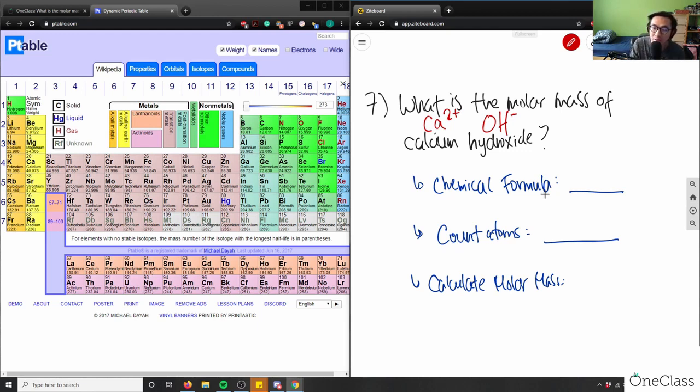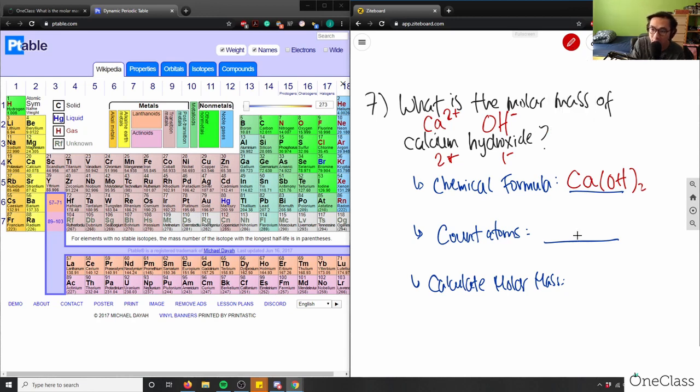If I have a 2+ charge here and a 1- charge there, I need 2 hydroxides to balance out the 2+, because 2 minus 2 is equal to 0. So I have Ca, and then OH with a subscript of 2, because 2 times -1 is -2. This balances out the charges. So the chemical formula is Ca(OH)2. This is calcium hydroxide.